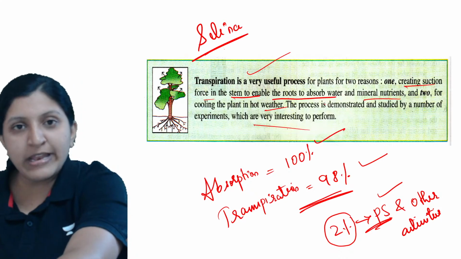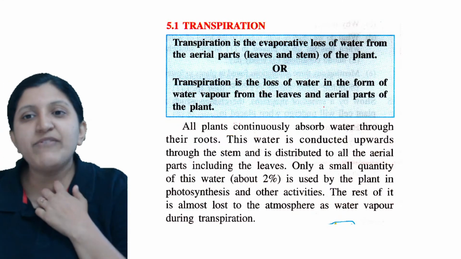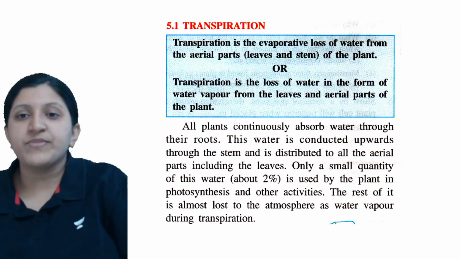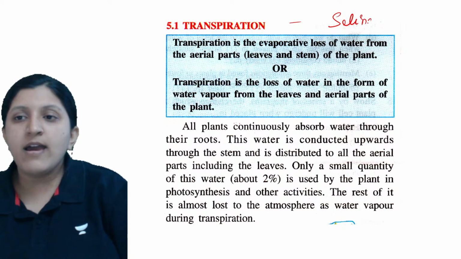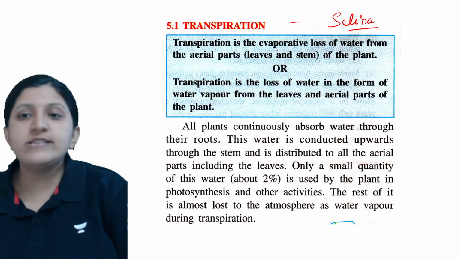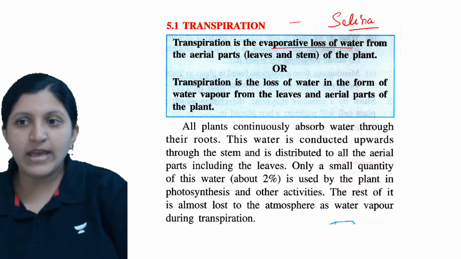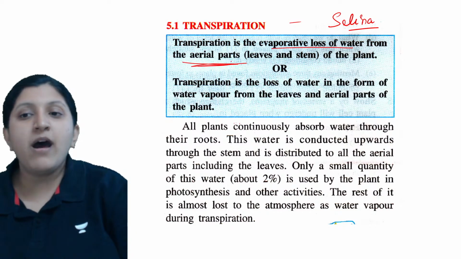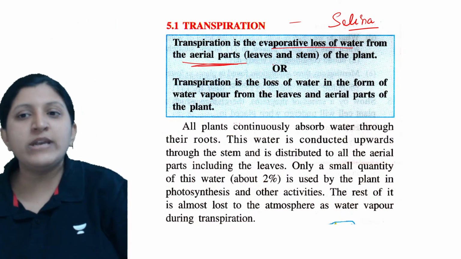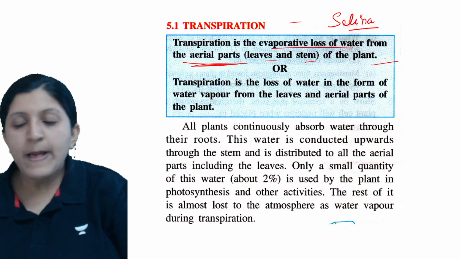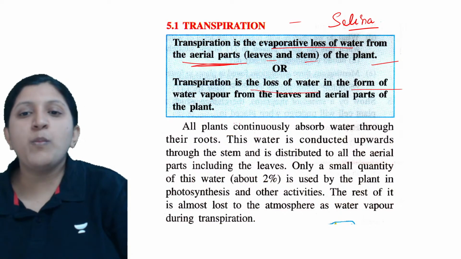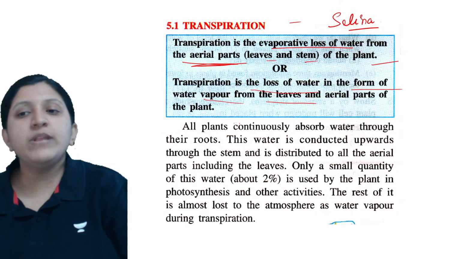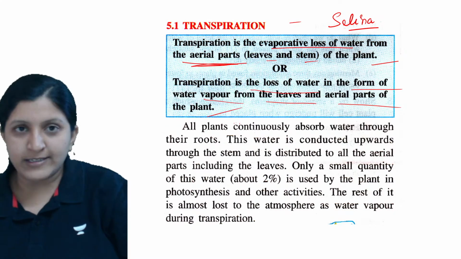Some of these experiments you will be performing in your school laboratories. So let's have a look at what exactly transpiration is. Transpiration is the evaporative loss of water from the aerial parts, that is the upper parts of the plant body, the leaves as well as the stem of the plant. Or transpiration is the loss of water in the form of water vapor from the leaves and the aerial parts of the plant.